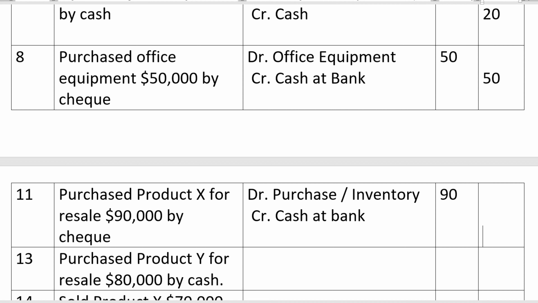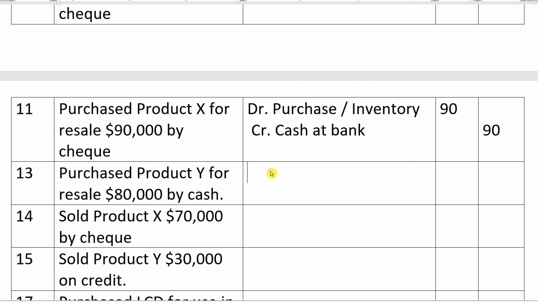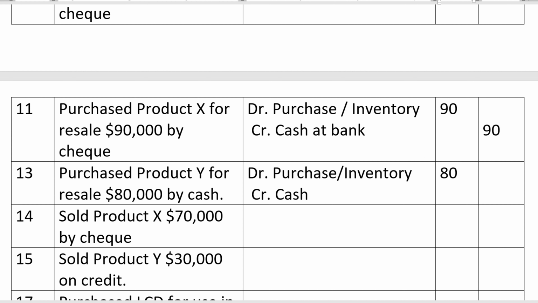And the next day we purchased product Y for resale by cash, meaning that payment is by cash. Debit you can use purchase or inventory account, and credit cash. How much? 90,000. No, 80,000.